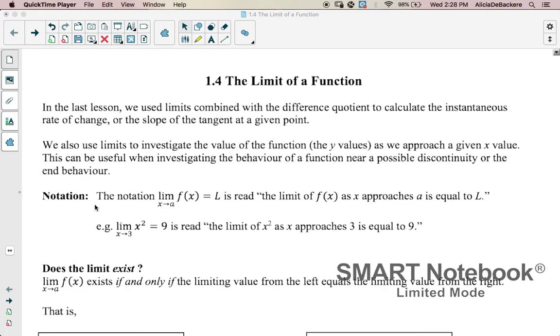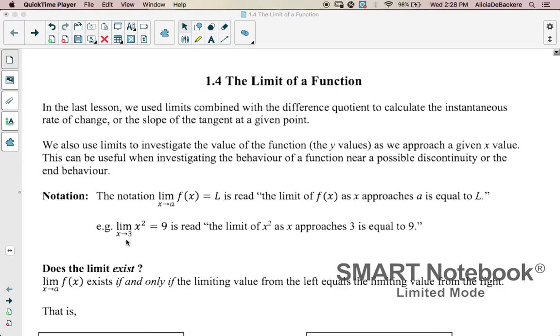Okay, so the notation today, just slightly different. Now, instead of the limit as h approaches 0, it's going to be as x approaches a certain value. And over here is just going to be the function itself, f at x. And I read this notation here as the limit of f at x as x approaches the a value is equal to L, and L will be the limiting value.